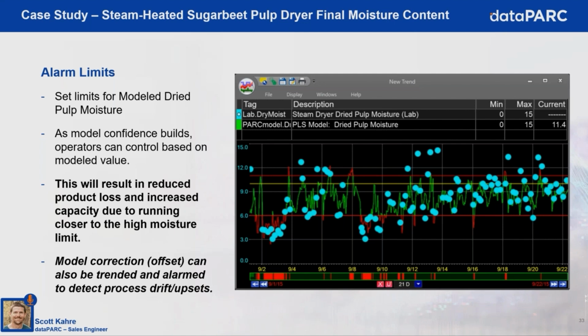So that in itself is a piece of predictive, or at least monitoring for maintenance purposes, is whether the model still matches the process as it did during the training period. And then of course we have the modeled pulp moisture value itself.